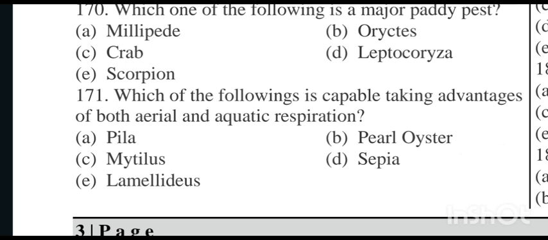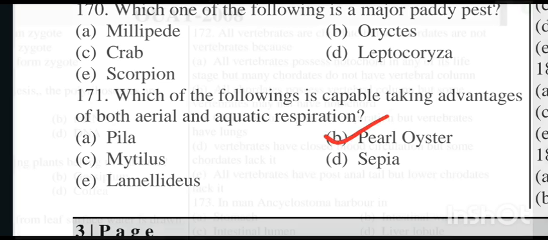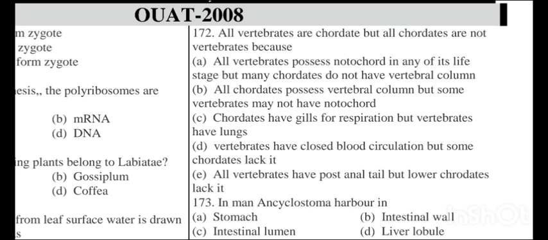Next question is, which of the following is capable of taking advantage of both aerial and aquatic respiration? So here the correct one is the pearl oyster. Next question, all vertebrates are chordates, but all chordates are not vertebrates. It is because all vertebrates possess a notochord in some life stage, but chordates do not have a vertebral column.